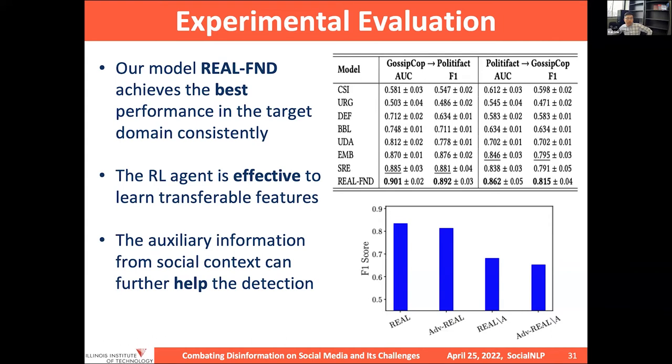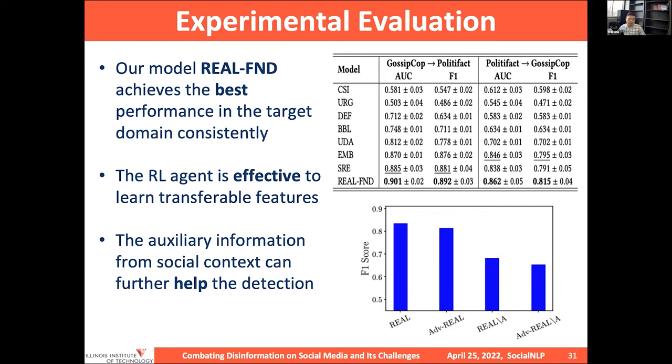And we also performed an ablation study, and we show that this reinforcement learning agent is actually effective at learning these transferable features. Just for example, in the bottom right figure, we have Real Fend as the first one. And we also derive a variant called Adversarial Real Fend. Essentially, we are not using a reinforcement learning agent. We directly model the domain classifier and fake news classifier as adversarial learning. And we can see that Real Fend is better than Adversarial Real Fend. So it indicates that this reinforcement learning agent can better learn a domain invariant representation, okay?